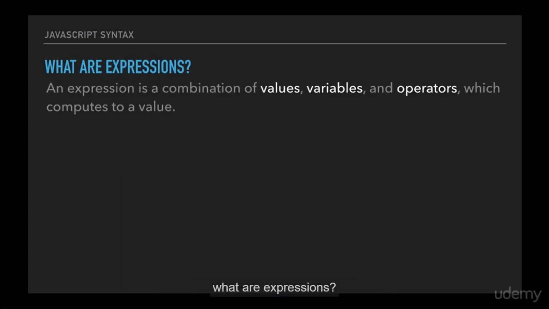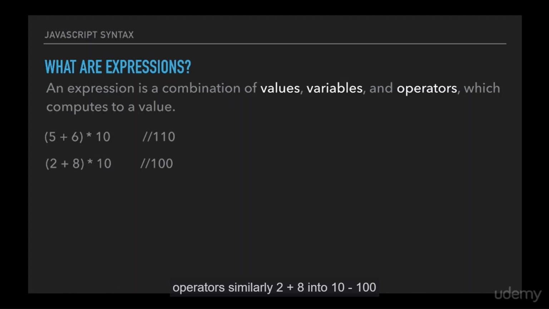What are expressions? An expression is a combination of values, variables, and operators. So in the previous example, we saw 5 + 6 * 10 results in 110. So this is nothing but an expression. It has values and it has operators. The values 5, 6 and 10 are numeric values, and the plus sign and multiplication are the operators. Similarly, 2 + 8 * 10 gives 100.